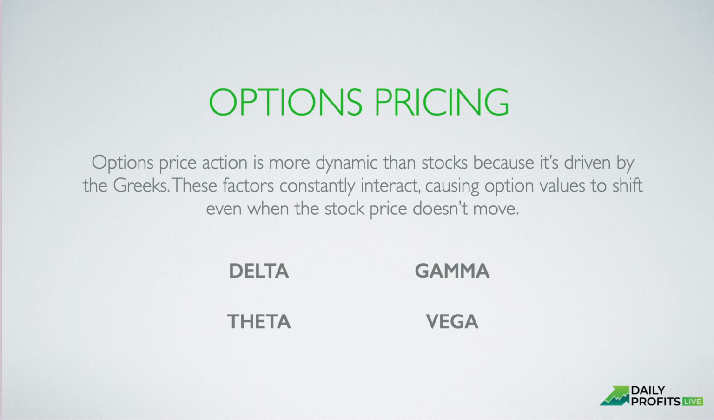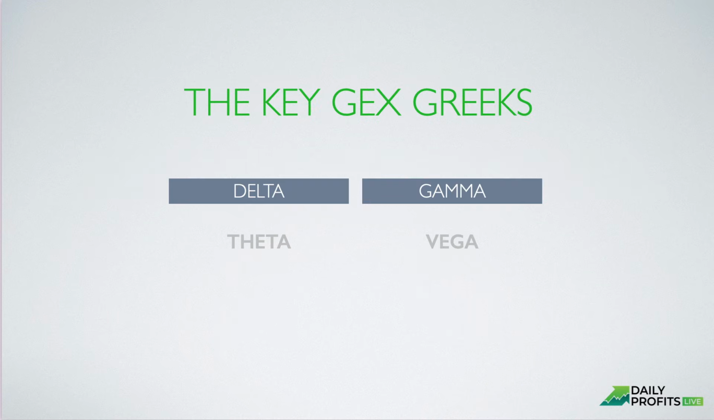And when we're talking about GEX, about how gamma exposure affects the market, we're going to look at both delta and gamma. We're not going to talk about theta and vega. We can get into those in another presentation if we need to. Theta is your time decay. That's another important one when we're talking about zero DTE options or close to expiring options. But that's another day.